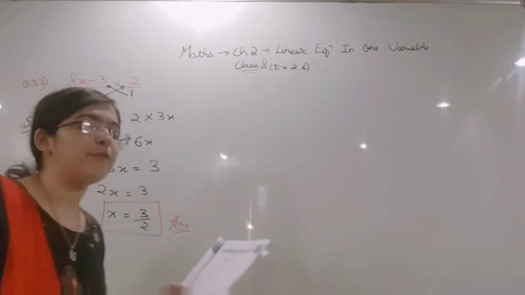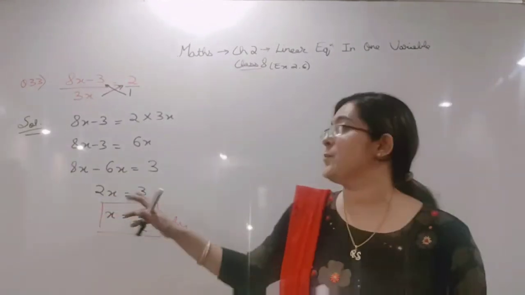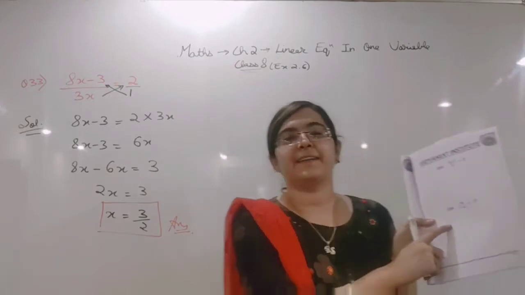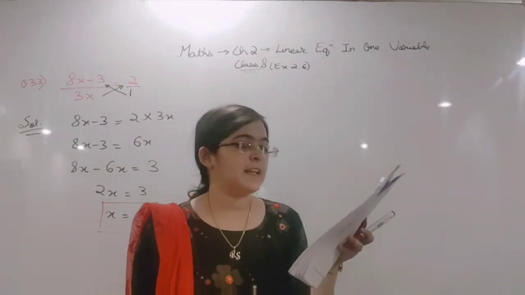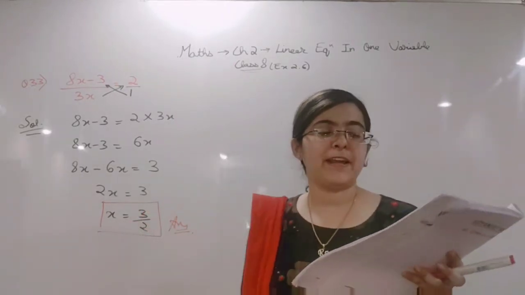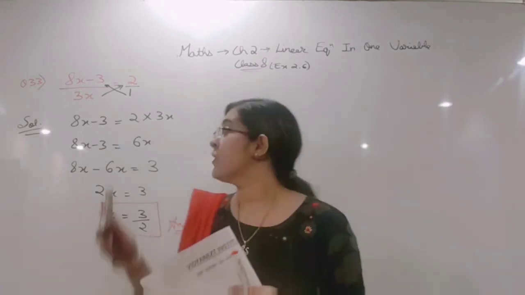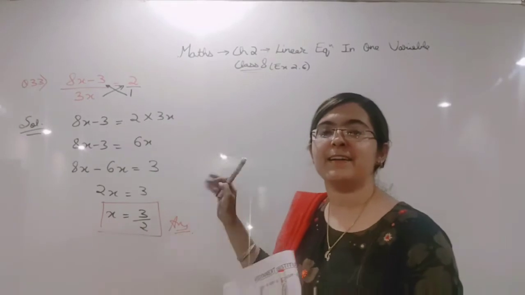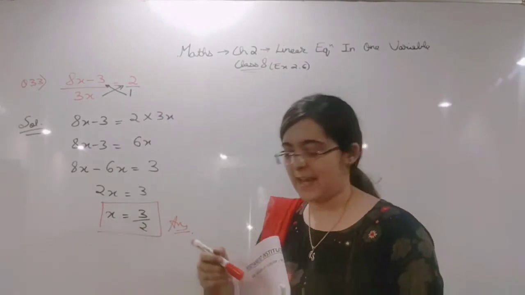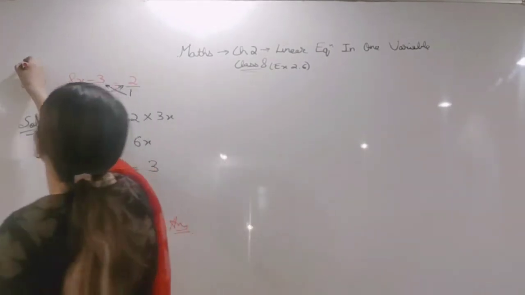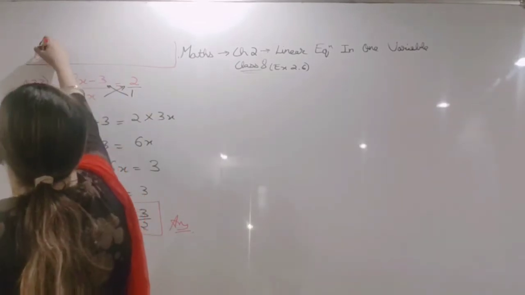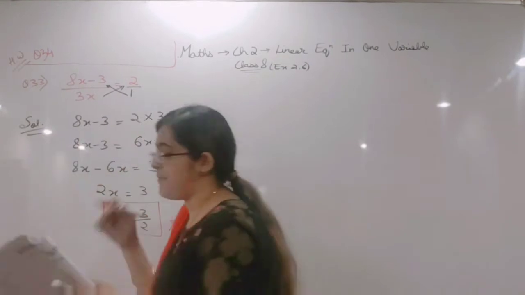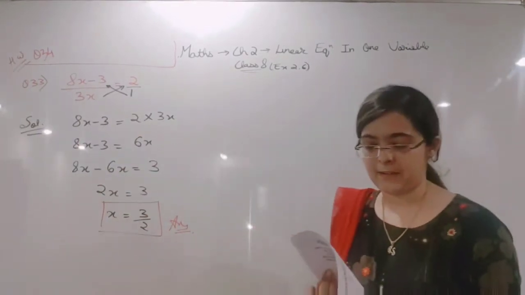Your question 34, students, is the same as question 33. You have to just cross multiply it. See question 34. You can write 15 as 15 by 1. Cross multiply it, then bring the variables on one side and constants on one side. So it will be your homework. Question 34 will be your homework, students. It is the same as question 33.